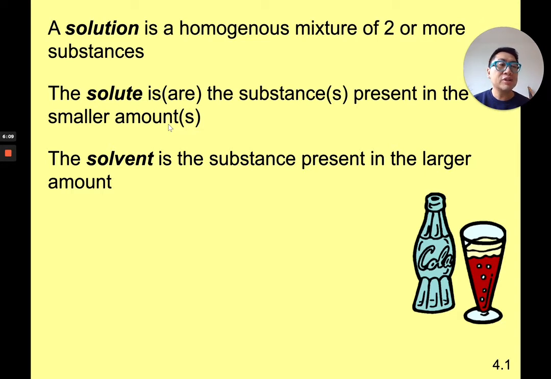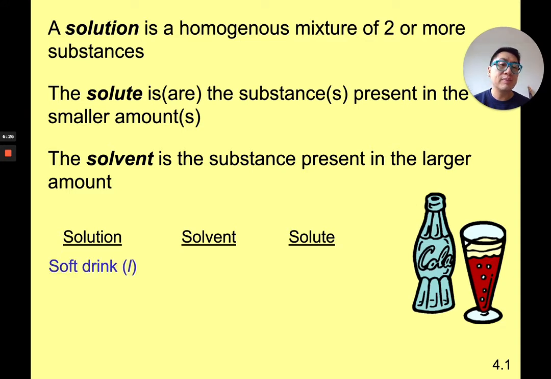But we'll stick with this definition. Solute, the substance that's present in a smaller amount. Solvent is a substance found in larger amounts. So we'll stick with that definition for this chapter. Okay, so some solute-solvent combinations to make solutions could be like soda. A soda is a mixture where water is our solvent. Sorry, I mixed up the term. And your solute would be sugar, carbon dioxide, whatever flavoring.